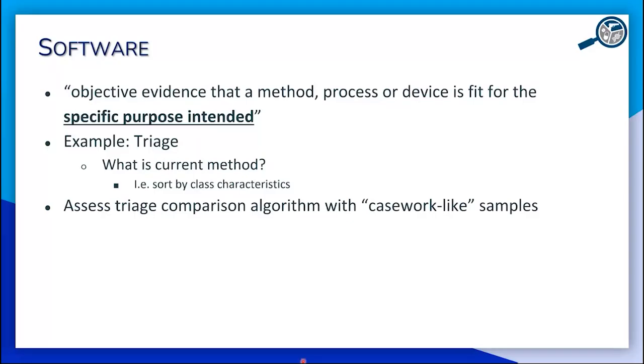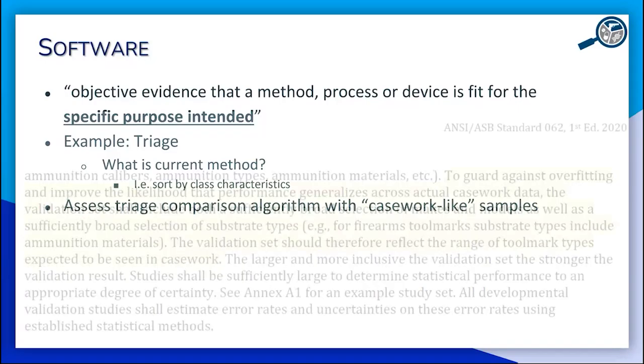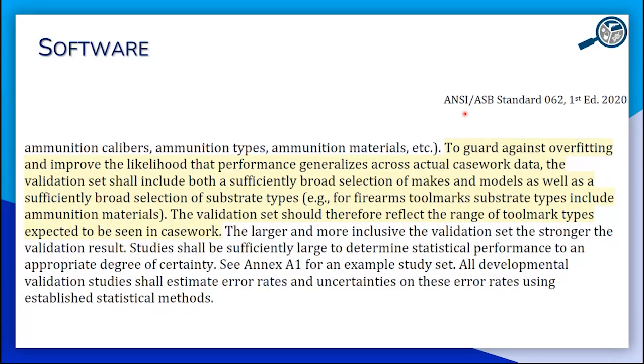And then you need to assess the triage algorithm with casework-like samples. The OSAC or ASB Standard 62 provides some guidance on that, talking about how to guard against overfitting and to prove the likelihood of performance, you should try to use a variety of substrate types and make the validation be what you expect in casework.